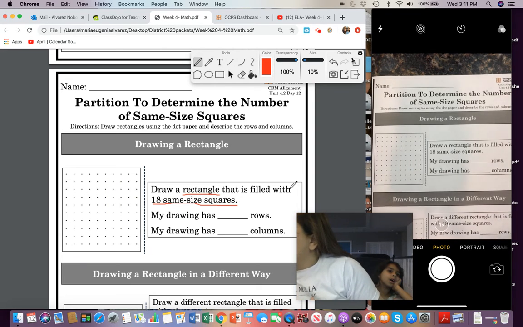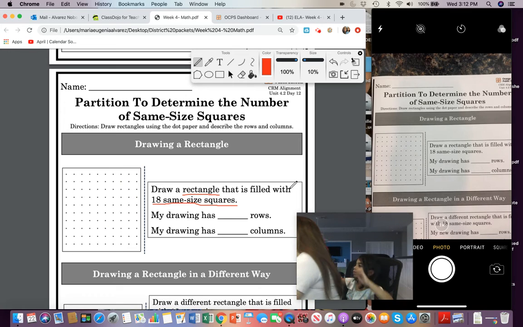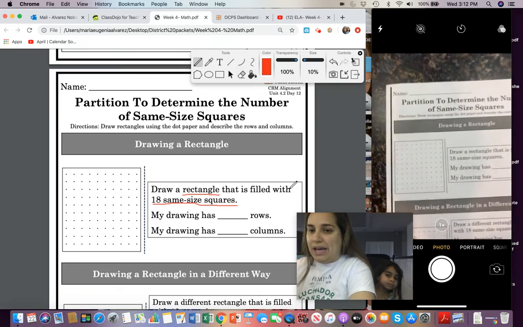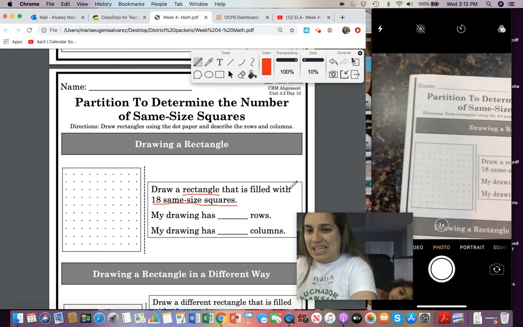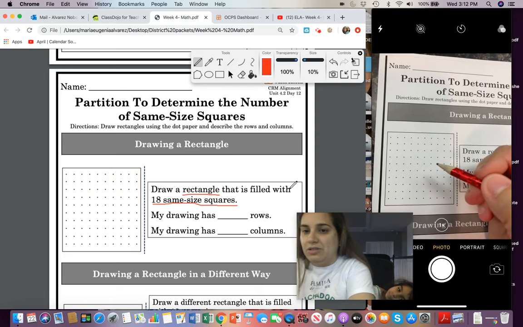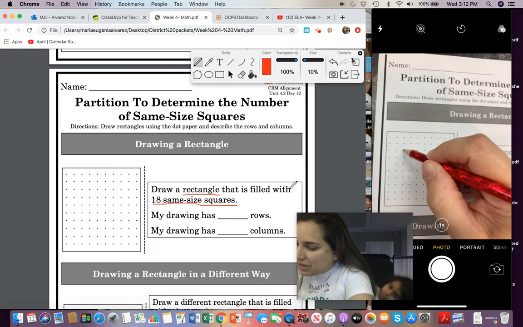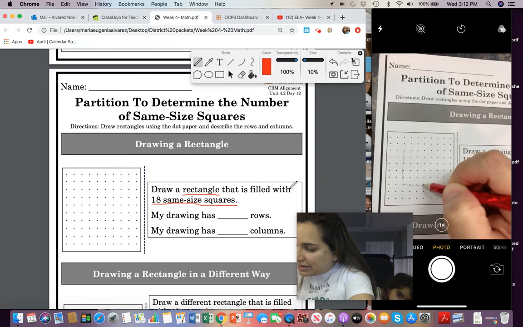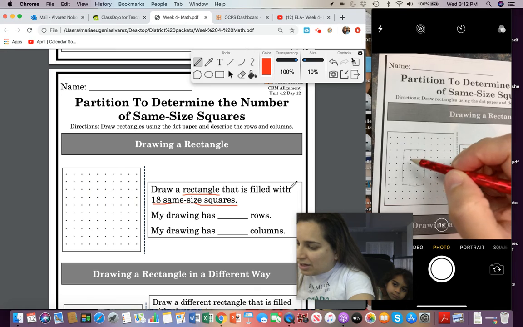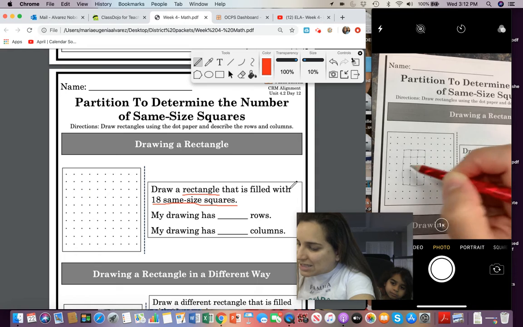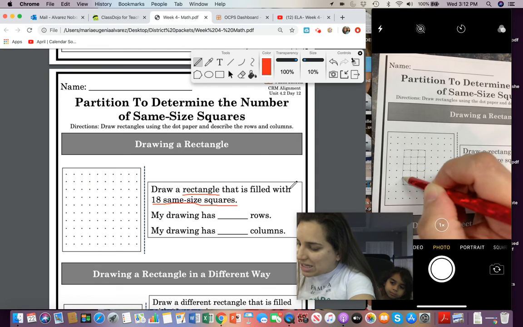So I'm going to do this with a pencil because I might make a mistake and I want to be able to erase it. All right? So you're going to draw a rectangle. It can't be a square. It has to be a rectangle that has 18 same size squares. So let me see if I make it a little here, a little there. Let's see. If I make columns right here and then rows inside the rectangle, will they be 18?